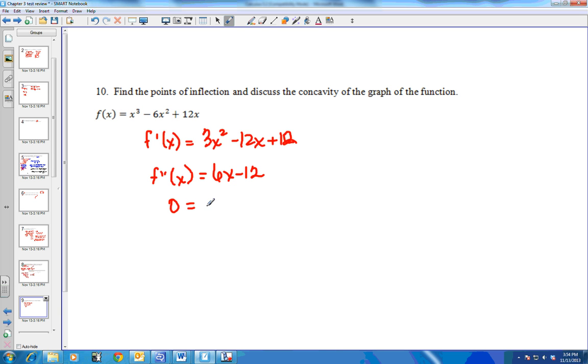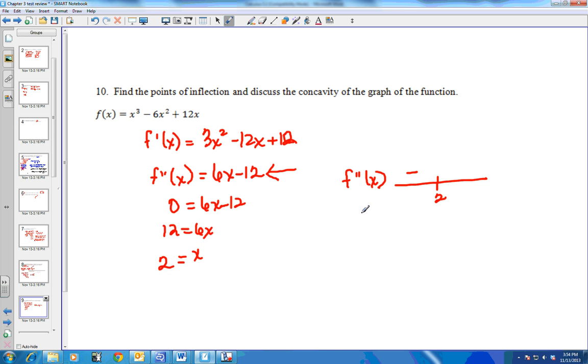Set that equal to 0. And I get 12 equals 6x, so x equals 2. Now that's a possible point of inflection, but we don't know for sure. We have to put that on a sign chart and make sure that it changes signs. So when I choose numbers, I'm plugging these numbers into my second derivative. When I choose a number to the left of 2, like 0, I get negative. When I choose a number to the right of 2, like positive 10, I get positive. So, since it changes signs, I know that 2 is a point of inflection.